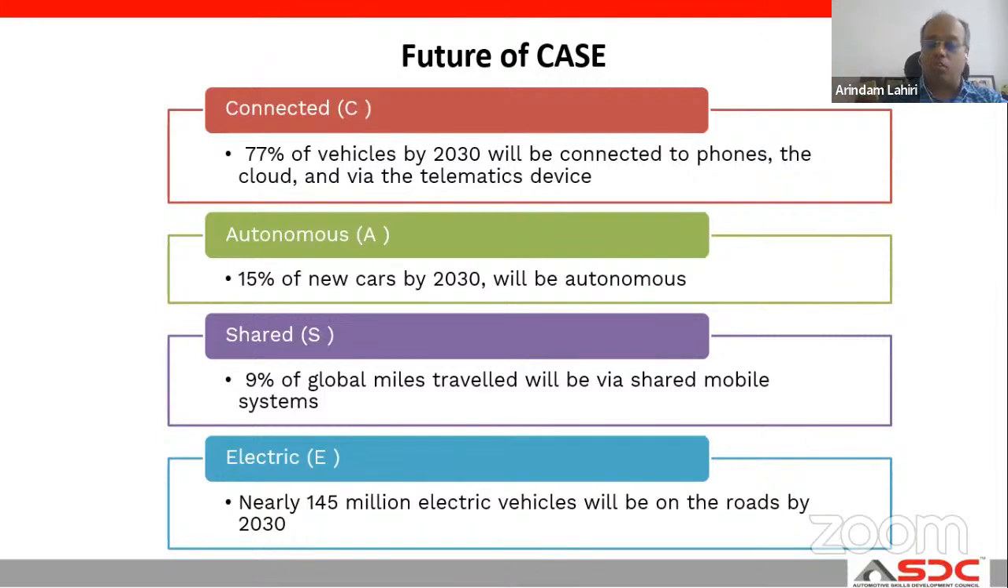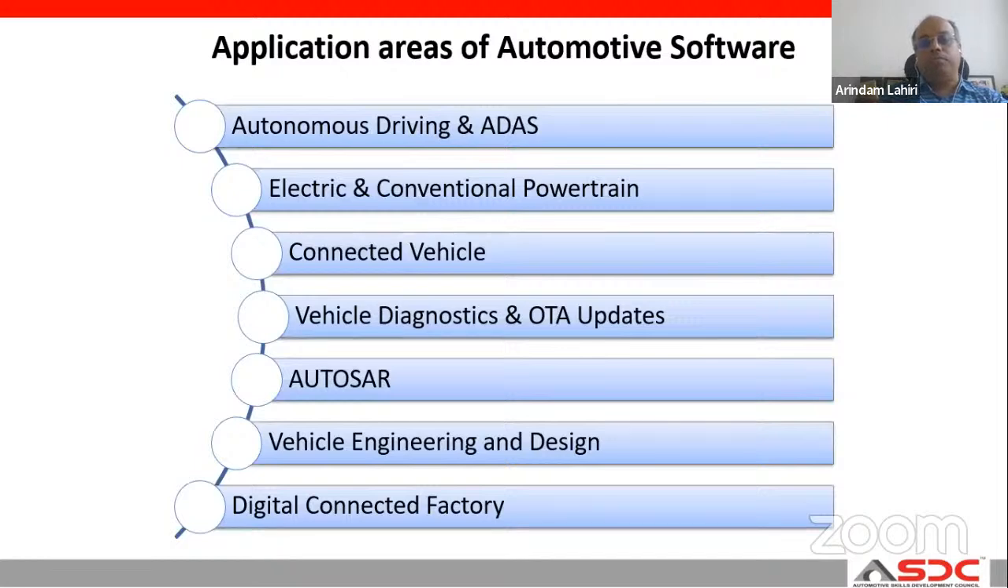I'm pretty sure that is how it will happen. These are some of the application areas of automotive software that we've been trying to take a look at, and therefore create courses around this. Autonomous driving and ADAS, the advanced driver assistance system, definitely is one area. Electric and conventional powertrain, because there are a lot more control units, embedded systems, and software being used progressively more and more in all kinds of vehicles, even two-wheelers and three-wheelers today. Connected vehicle, obviously, will need software compliant with various communication protocols.